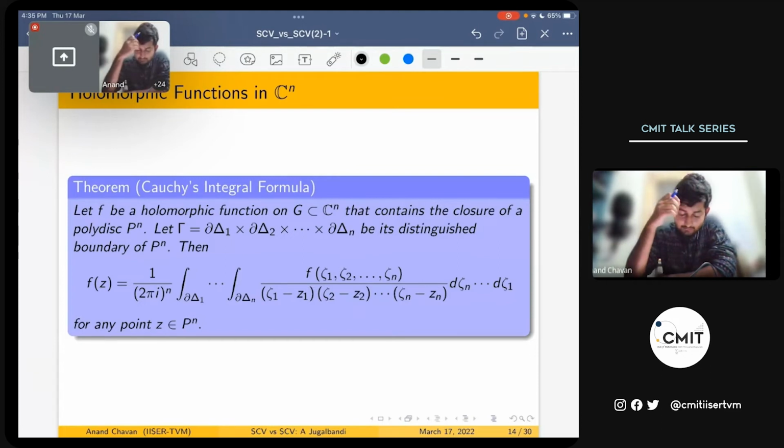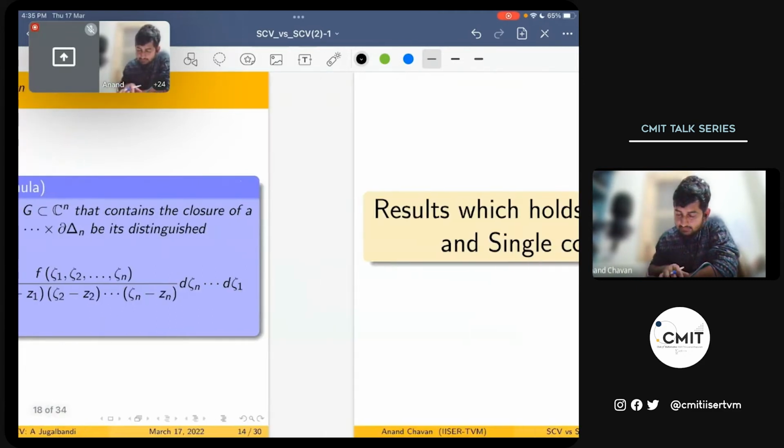Then f(z) is defined to be (1 over 2 pi i) raised to n times the integral, where we integrate separately on each of these boundary circles. Here n is there; previously there was no n. So this is for the multivariable case, which looks similar, just an extension of the single variable case. Now let's see.